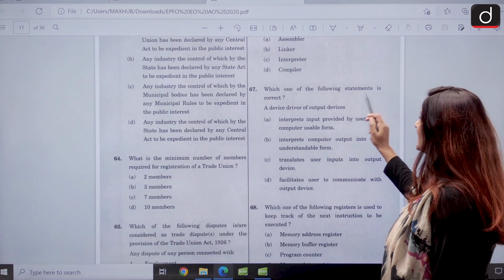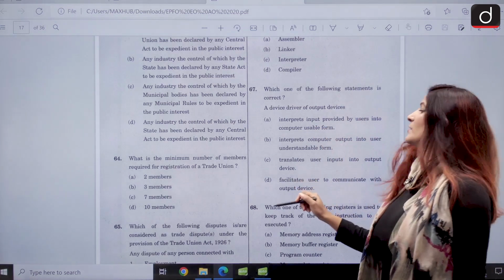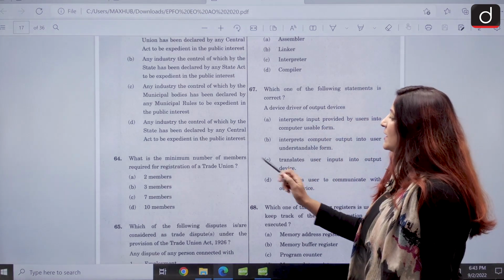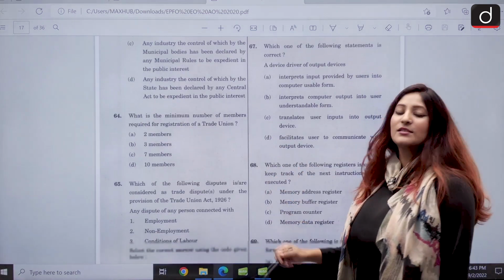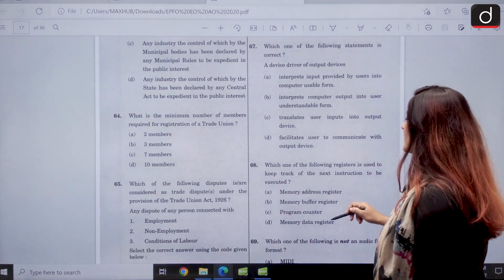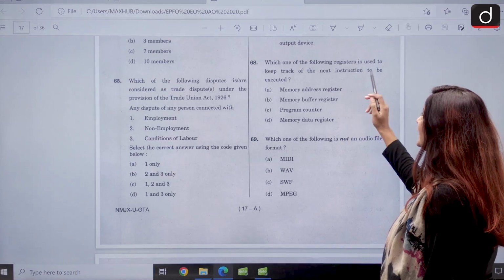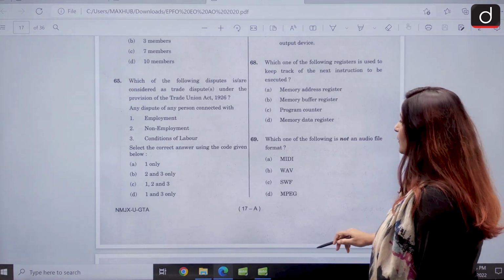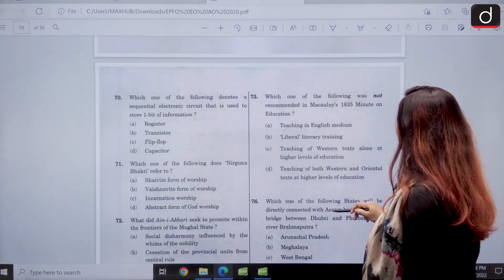Which one of the following statements is correct? A device driver of an output device. General computer knowledge. What is the minimum number of members required for registration of a trade union? This could range from polity to economics. Which one of the following registers is used to keep track of the next instruction to be executed? Computers, right? This belongs to general computer knowledge.